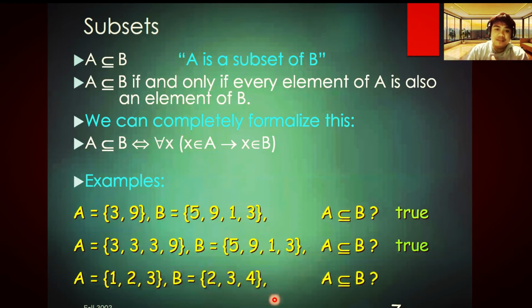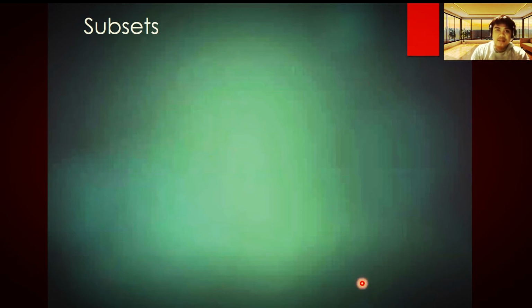And we have here A is equal to, or that contains, 1, 2, and 3. And we have set B that contains 2, 3, and 4. So as you can see, on set B, there is no 1. So it is false. It means A is not a subset of B.